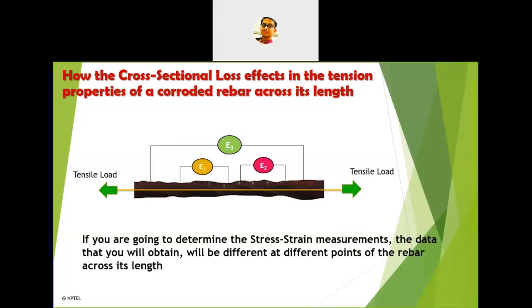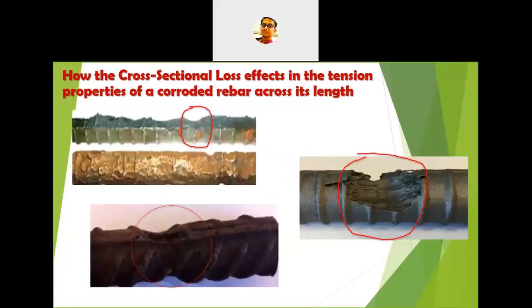So why does it happen? Let's come back to the previous slide. Suppose in this case, let me annotate, the cross section is quite less as compared to this place. So here the stress will not be uniform. The stress experienced in this place will be more as compared to this particular place. Due to this deformation, the strain measurement in the different places will also be different.